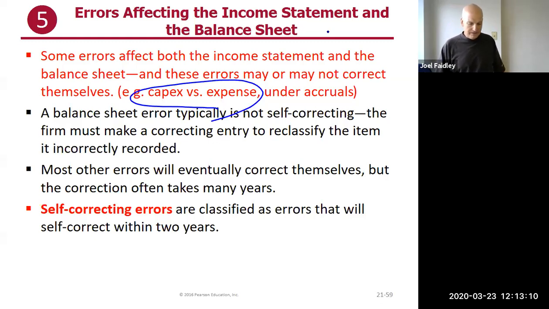So you can have some that are self-correcting. CapEx versus expense is not self-correcting. Under accruals. What about an under accrual? Yes, that could be self-correcting. Let me give you an example there that could occur when you're doing accruals, because this is something you might very well run into.